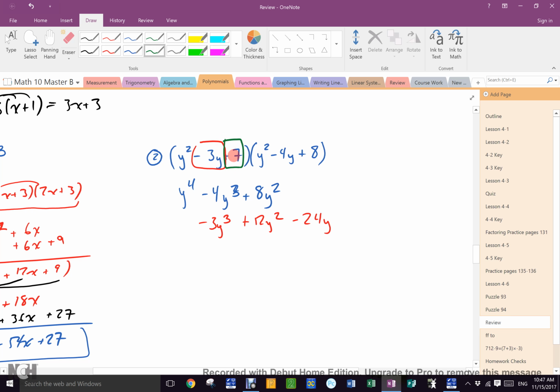Then I'm going to go to this guy. That 7's positive, yes? I got to do 3 more distributions. 7 and y squared is positive 7y squared. And I keep all my squareds together. 7 times negative 4 is negative 28. And 7 times 8 is 56. Then I add it up.